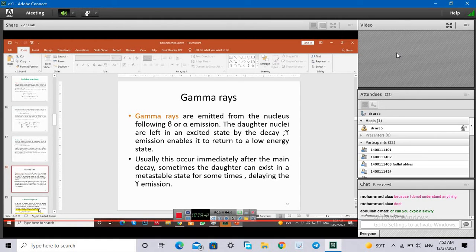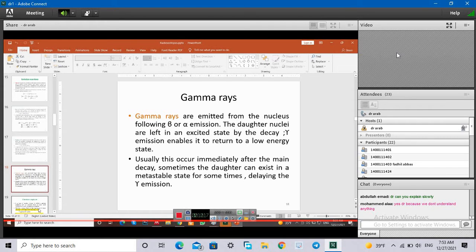And the last is gamma ray, which is not a particle. As far as you remember, gamma ray is an electromagnetic radiation that is emitted from the radionuclide following beta or alpha emission, and also it is created when the daughter nuclei are left in an excited or semi-stable state. As far as you remember, I said that gamma radiation can occur in 2 situations.